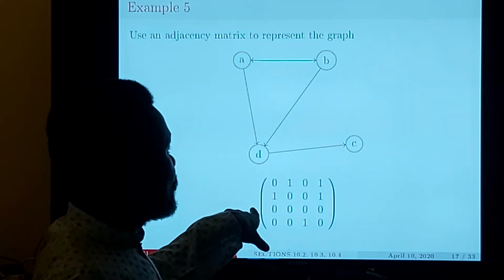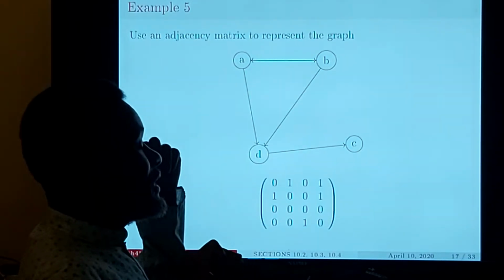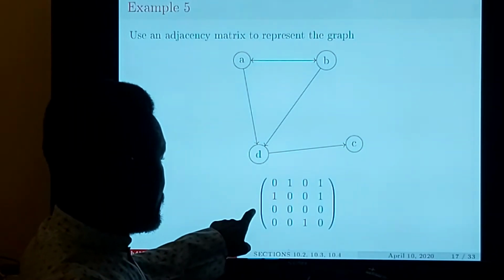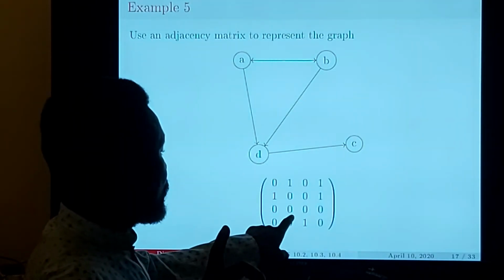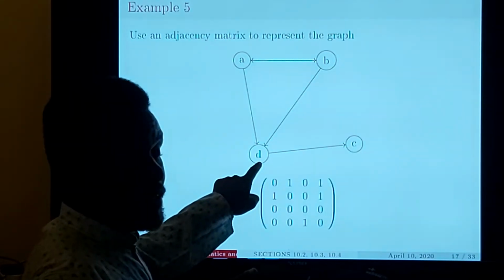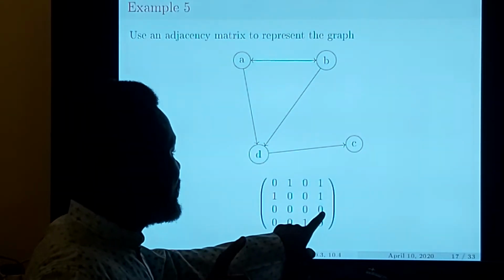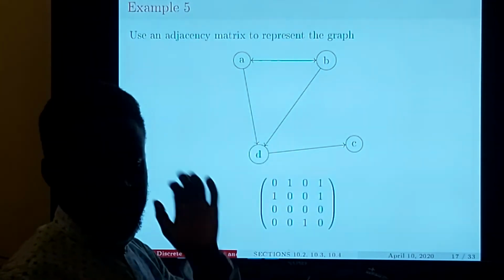Then C, look at C now. C is very interesting. There is no edge connecting C to others. So C to A, 0. C to B, 0. C to D, there's no, it's just this way, 0. And C to C is 0 and C to D is 0. So that's the matrix that you get, ladies and gentlemen.